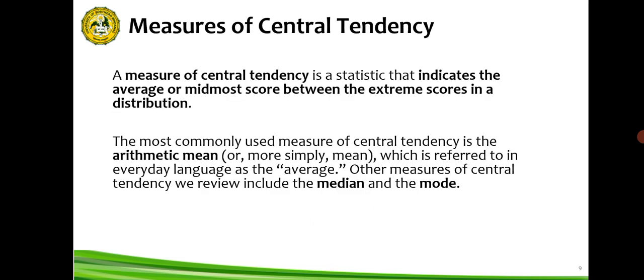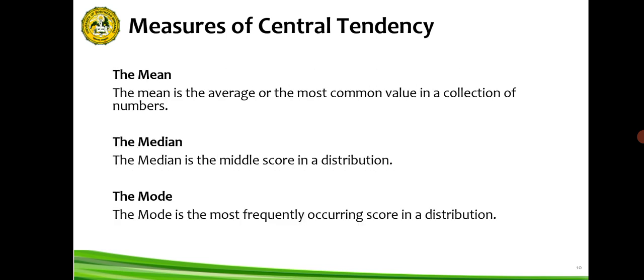Now let's go to the measures of central tendency. From the word itself, central tendency, it is the measure of average or central between scores. Now for measuring central tendencies, we use either the mean, median, and mode. For the mean, it is the average or the most common value in a set of numbers. For the mean, we simply add all scores and divide by the number of scores.